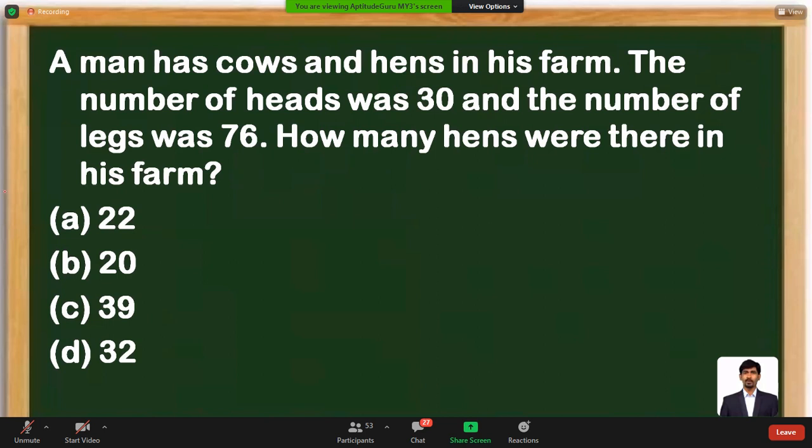Very important question. A man has cows and hens in the farm. So total 30 heads are available. 76 legs are there. How many hens are there is the question. So cows and hens together is 30. The number of legs is 76. Cow will have 4, hen will have 2 legs. So 4 cow plus 2 hen is equal to 76. Using this, they are asking the hen's value. You have to find out the hen value.